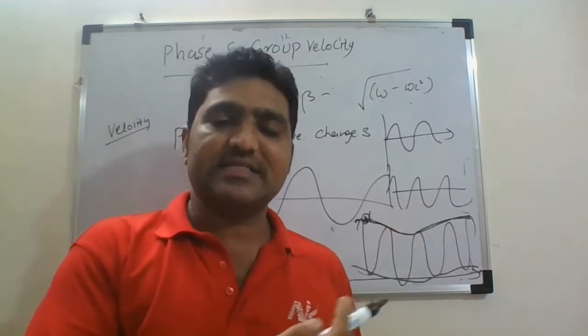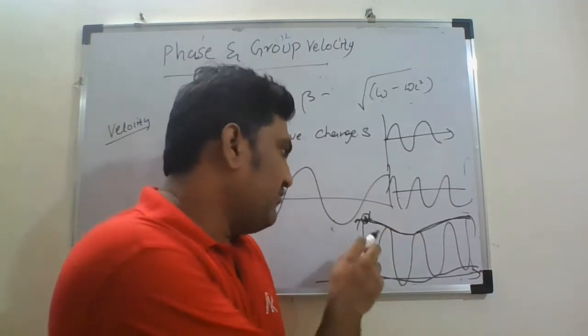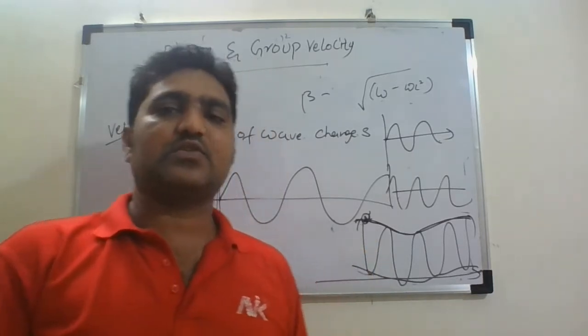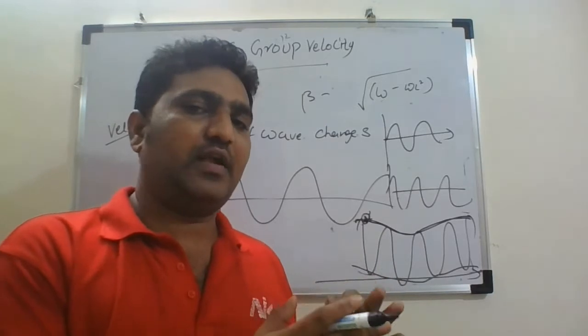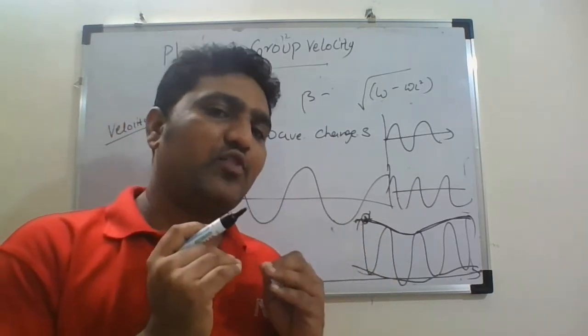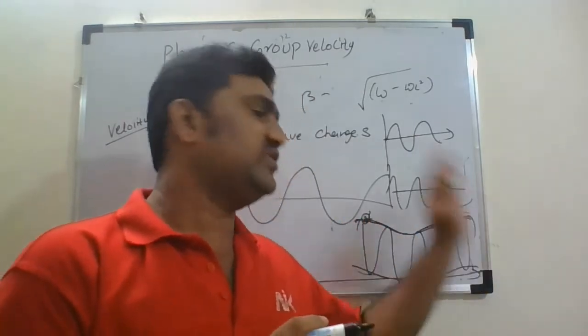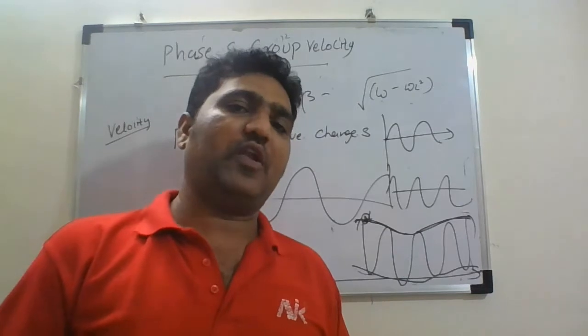Okay, so it is the resultant velocity at which this envelope, or this combination of all the groups, moves. The final wave, the final signal that we get, the rate at which that particular wave is moving inside the waveguide is called the group velocity.